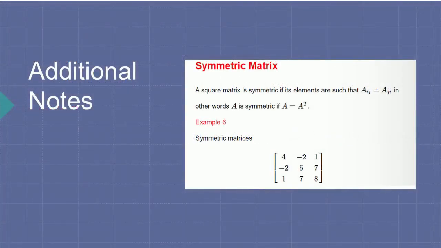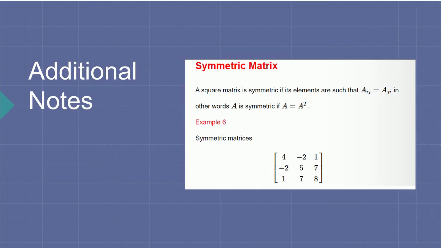Additional notes on matrices. When I was talking about matrices the other time, we didn't add this: a symmetric matrix. A square matrix is symmetric if its elements are such that Aij is equal to Aji. And if you quickly remember, what this is simply saying is that if we take the transpose of a matrix, and the transpose of the matrix is equal to the matrix itself, as A equals A transpose, then you have a symmetric matrix. Looking at this example here, you can see this.